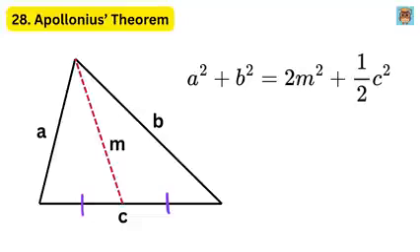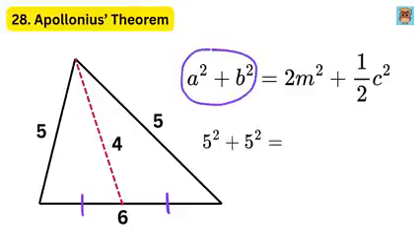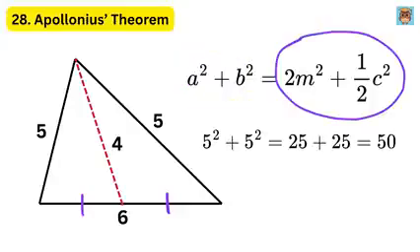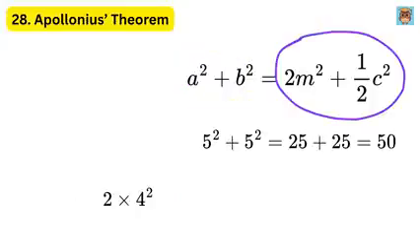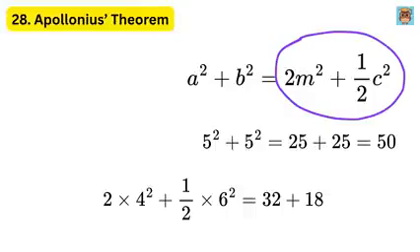For example, if sides a and b are 5 and 5, and side c is 6, and the median to c is 4, then 5 times 5 plus 5 times 5 is 25 plus 25, which is 50. Now check the other side. 2 times 4 times 4 is 32, and half of 6 times 6 is half of 36, which is 18. So 32 plus 18 is also 50.